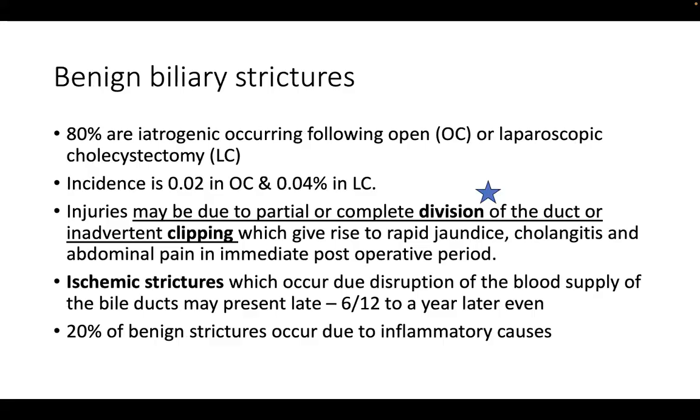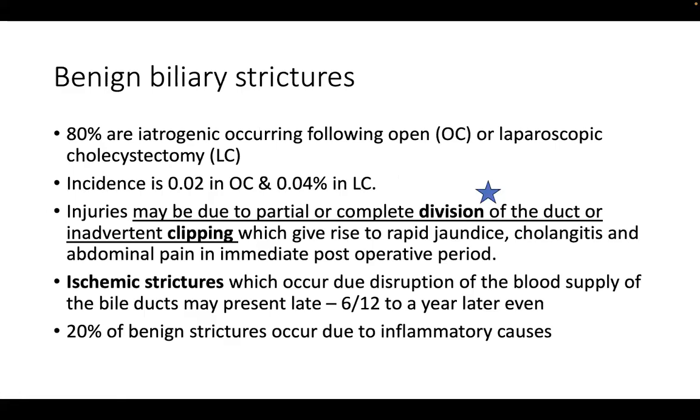Benign biliary strictures: 80% are iatrogenic, occurring following an open or a laparoscopic cholecystectomy. According to Dulanta sir, post-ERCP is not a cause of strictures, whereas it's more common with your surgeries, with your open or laparoscopic cholecystectomy. The incidence is given here. As you can see, the incidence is higher with laparoscopic.